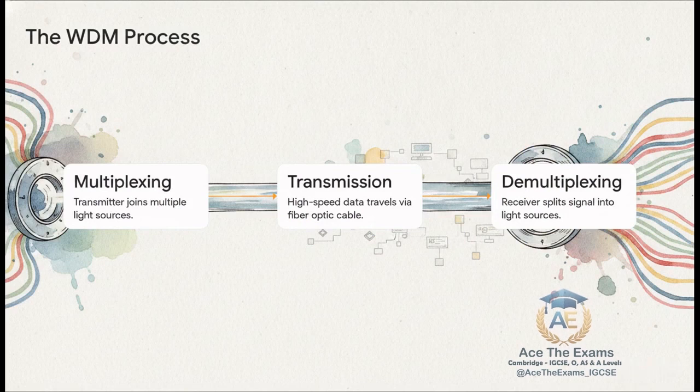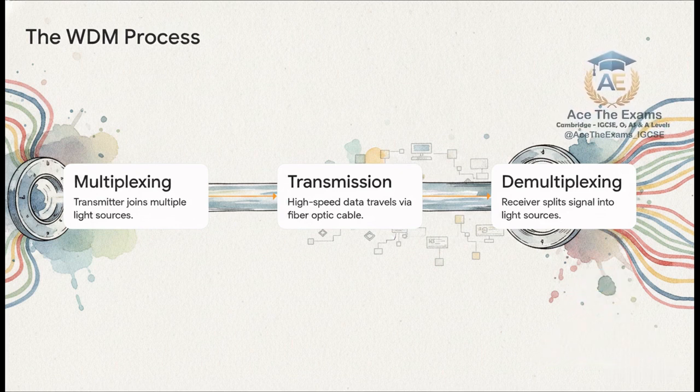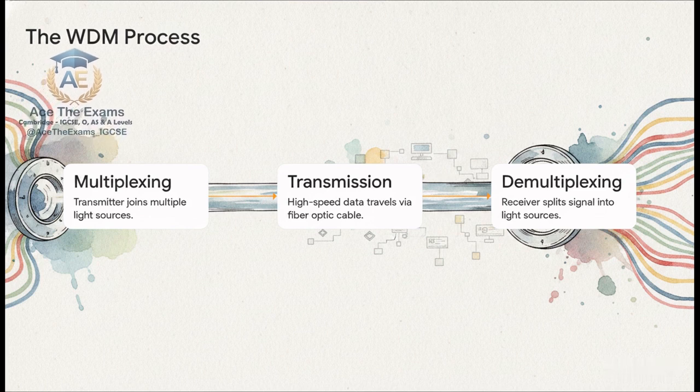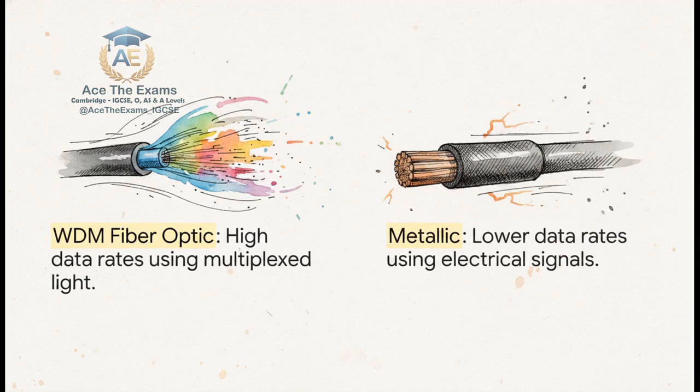So let's break down the logical step-by-step process here, because you do need to know the exact hardware involved. Starting at the transmitter side, a device called a multiplexer joins all these different light signals together into one single beam. That combined light then shoots at ridiculously high speeds right through the fiber optic cable. Finally, at the receiver end, a demultiplexer takes that single light beam and splits it right back apart into the original separate light sources.